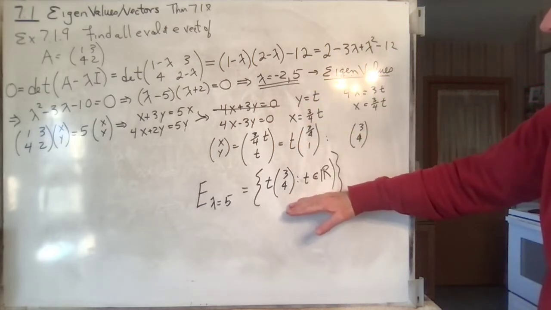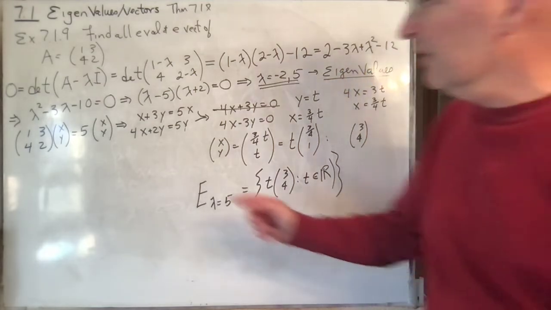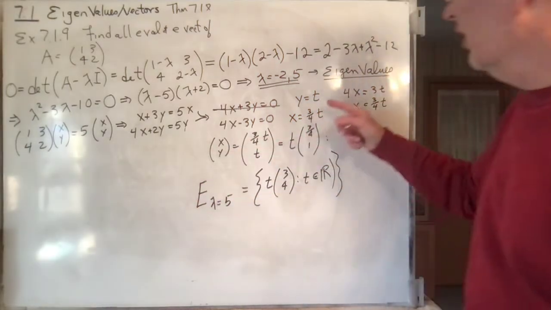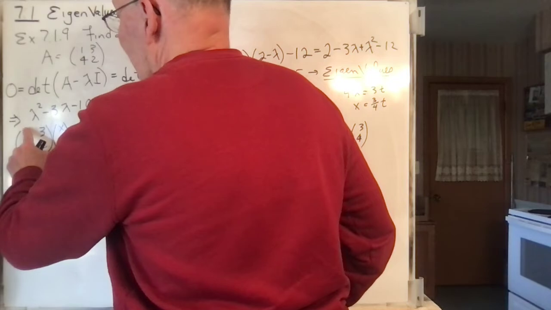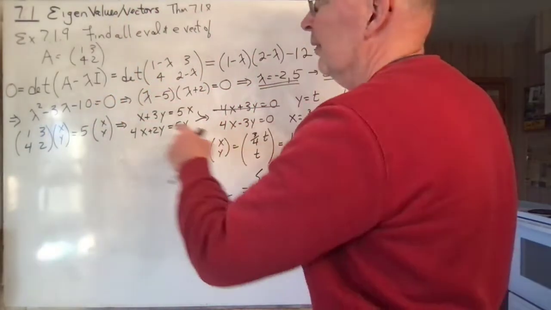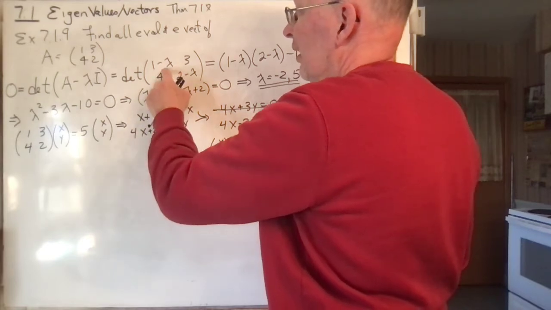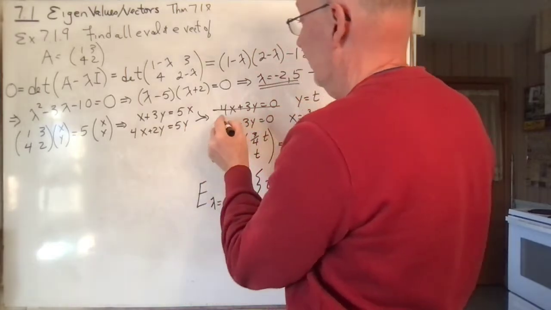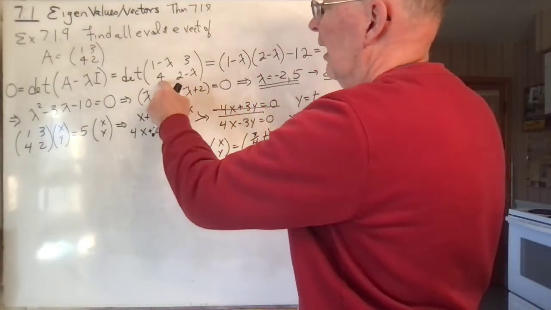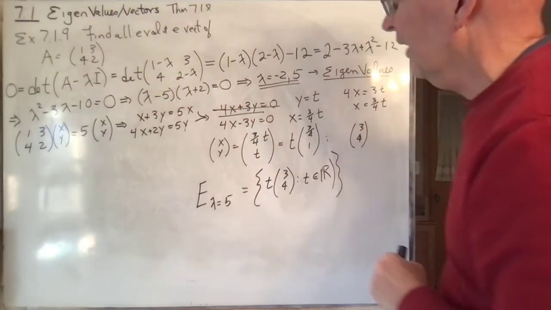Okay, there's the eigenspace. And let me just show you a way to have done this a little bit easier. Instead of writing this all out, if we would have just subtracted 5 right from the start, right down the diagonal here, we would have gotten 1 minus 5 is negative 4. There we are, negative 4, 3, and 4, and we subtracted 5 here, and we get 2 minus 5 is negative 3. So we get that right there.